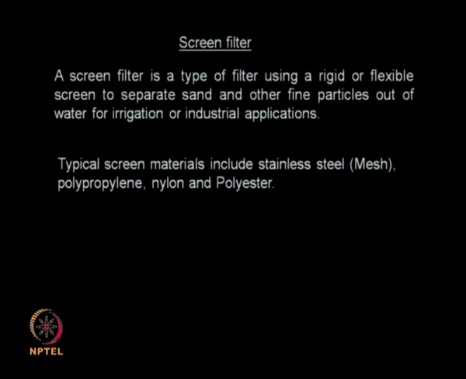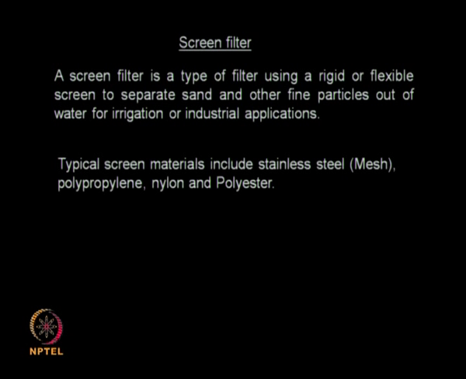Then you have screen filters. These are screen filters you might have seen for filtering or separating large particles, large rigid particles of various sizes. So we can use a large rigid screen, metal screens, or even polymeric screens like nylon based screens to separate sand or other fine particles. So these are again used in industrial applications.